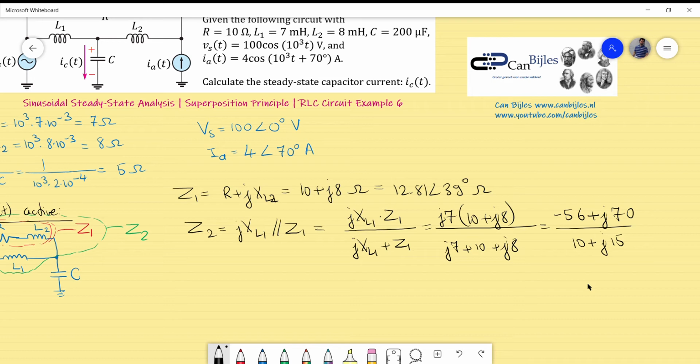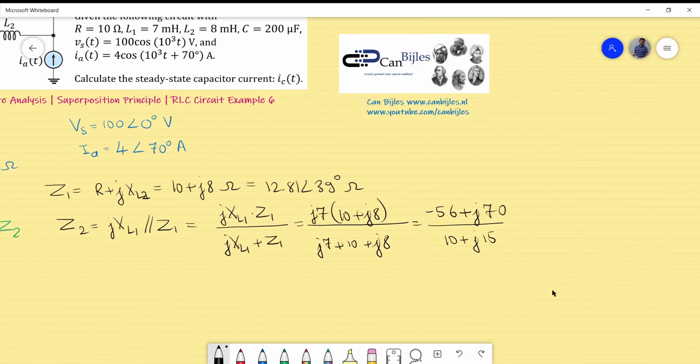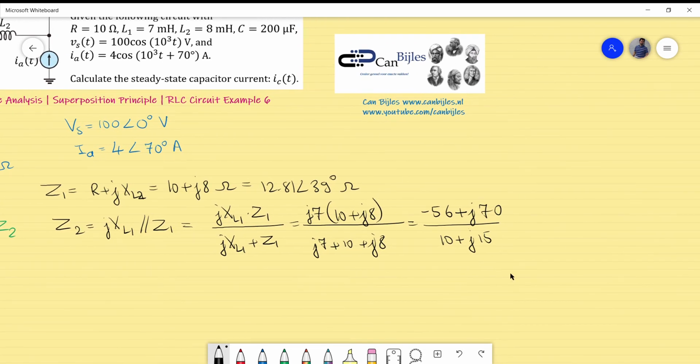Now if you convert this to the rectangular representation, so if you simplify this, you come up with a rectangular representation. It will be 1.51 plus J4.74 ohms. Okay, that's actually for the impedance Z2, which is now in series with the capacitor.